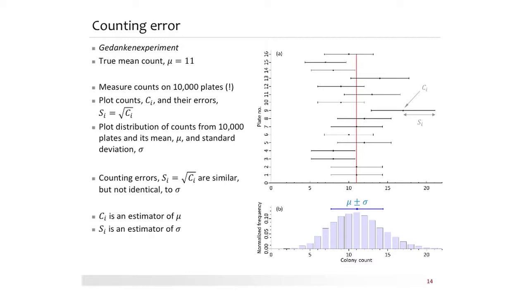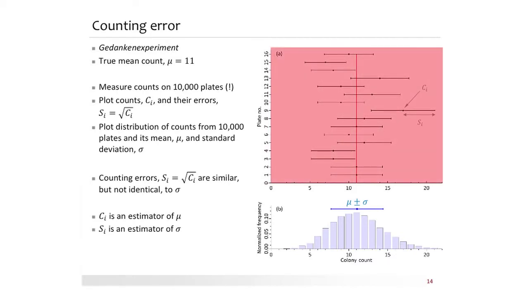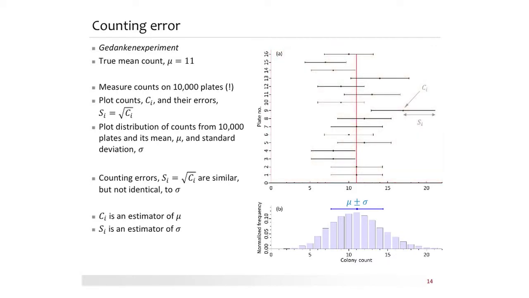So imagine we have a population, a distribution of counts with a true mean count of 11. This is something you normally don't know, but you can simulate it. And imagine that you can now measure counts on 10,000 simulated plates, and it's demonstrated here. For each plate, we found a count, Ci, and its error, the square root of this. This is our 17 here, and this is plus minus 4, so this is the error that we estimated. This is the first plate, second, and so on.